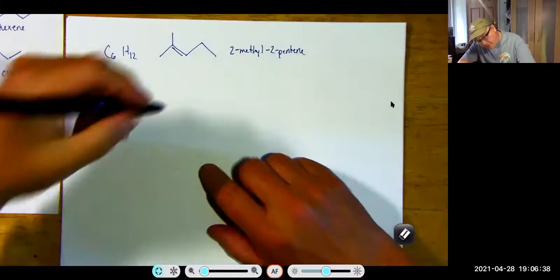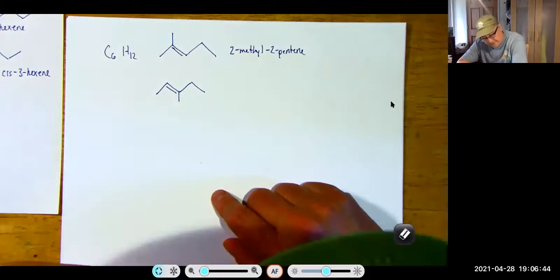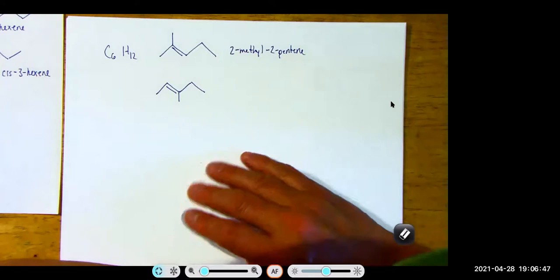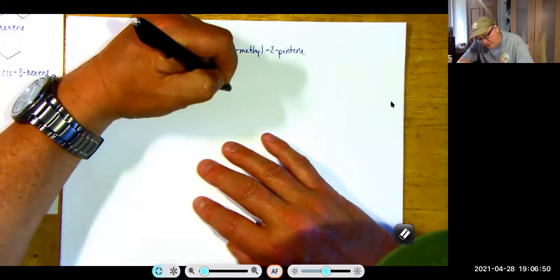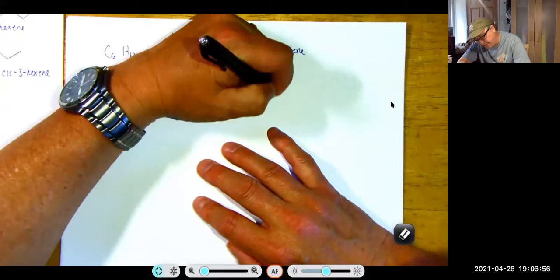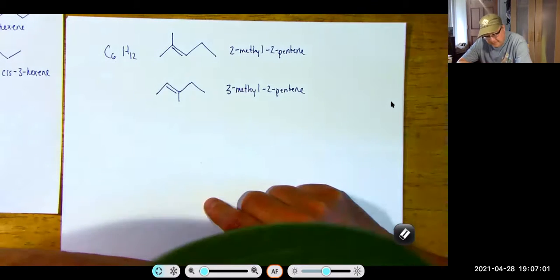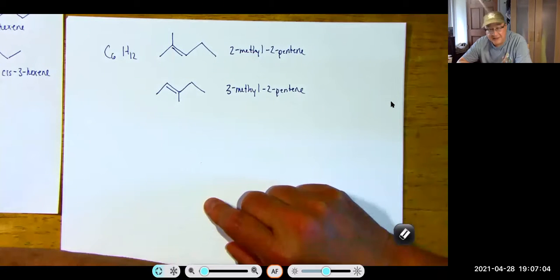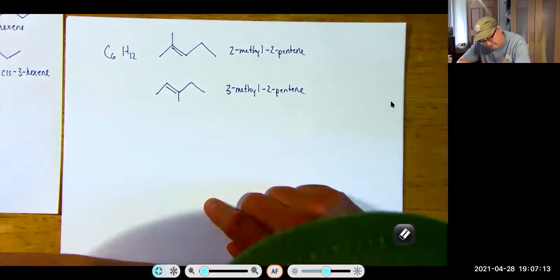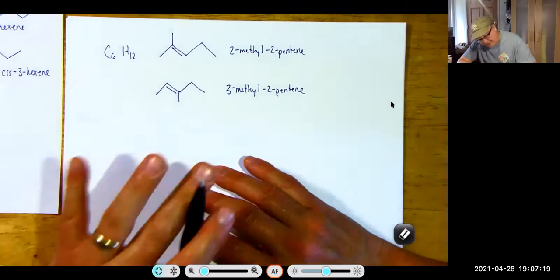Okay, so now I'm going to move that methyl over to here. Can we have cis-trans here? No. So this is going to be 3-methyl-2-pentene. Now this does actually have something like cis and trans. It's called E and Z, but our book doesn't really talk about E and Z. Our book would actually call this trans. Now I'm not going to go into why, but we're not going to mess with that.